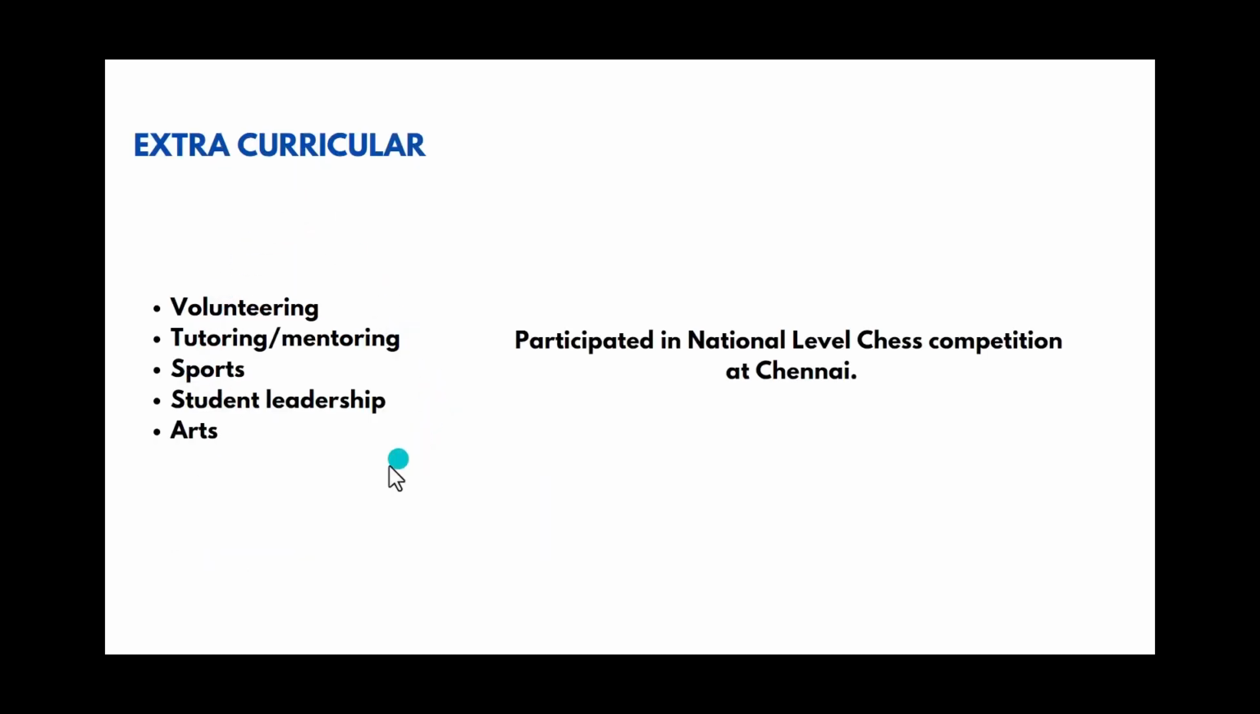And last is extracurricular activities. So volunteering, tutoring, sports, student leadership, arts, all those things come under extracurricular. You can write like this: participated in national level chess competition in Chennai. And also you can mention the date here. Okay, date would be fine. And if you got certified with it, you can write participated in national level championship and certified by Mr. so and so at Chennai, like that you can mention it.